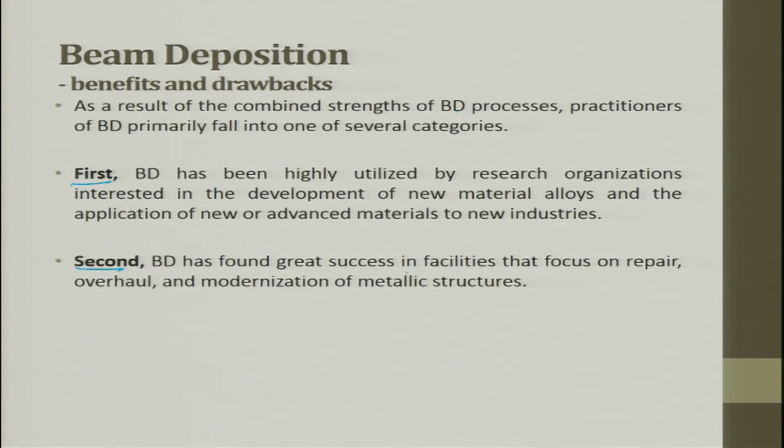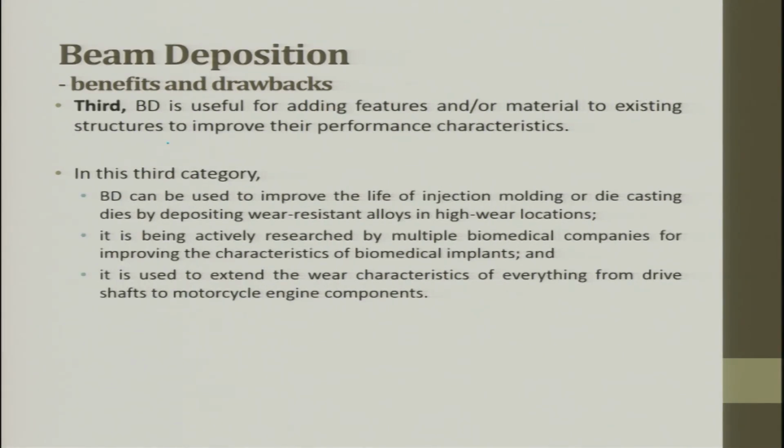Second, they have found greater success in facilities that focus on repair, overhauling and modernization of metallic structures. The third category is for adding features or materials to the existing structure to improve their performance and characteristics. So, these are the three places where people fall when they want to use this beam deposition process.